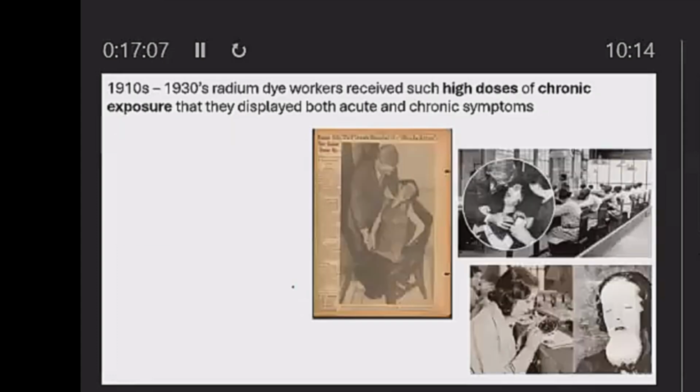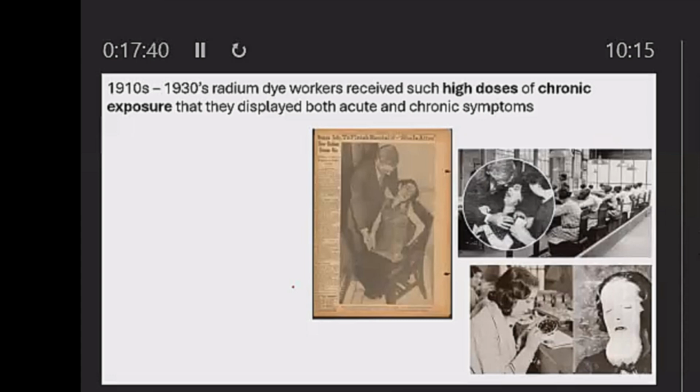An interesting case was the radium dial workers, and they had a very high dose, which was sustained. So they had a very high chronic dose, and they displayed both acute and chronic radiation symptoms. I actually didn't know much about these women until I prepared for this lecture.